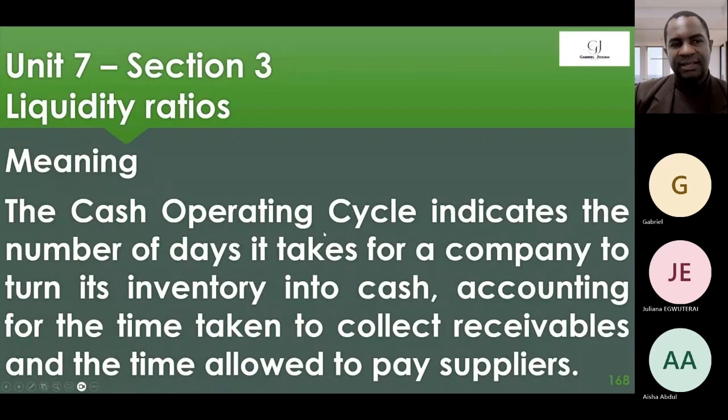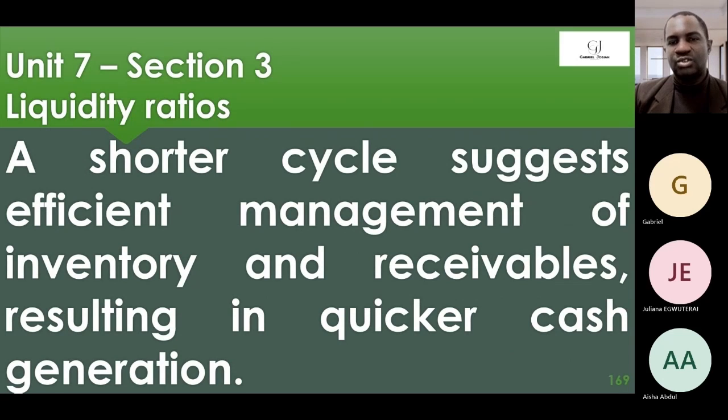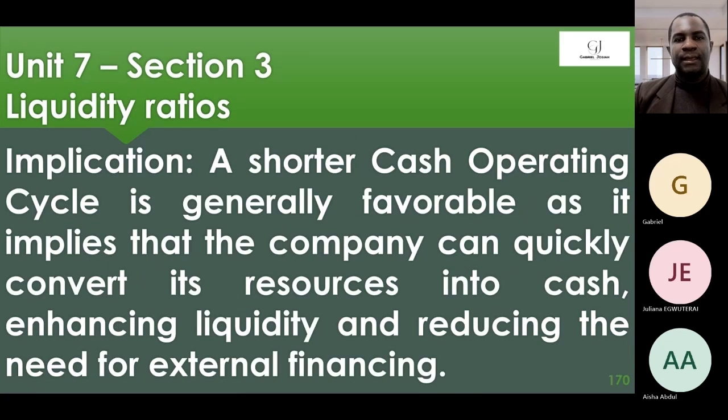Okay, so what does it mean? The cash operating cycle indicates the number of days it takes for the company to turn its inventory to cash, accounting for the time taken to collect receivables and the time allowed to pay suppliers. That's what it means. So a shorter cycle suggests efficient management of inventory and receivables, resulting in quicker cash generation. So the speed at which you get cash to run your working capital, to run your day-to-day operations is key here. And the implication is that a shorter cash operating cycle is generally favorable, as it implies that the company can quickly convert its resources into cash, enhance liquidity, and reduce need for external financing.